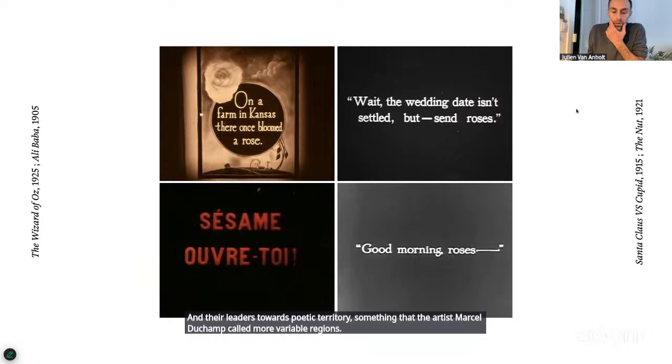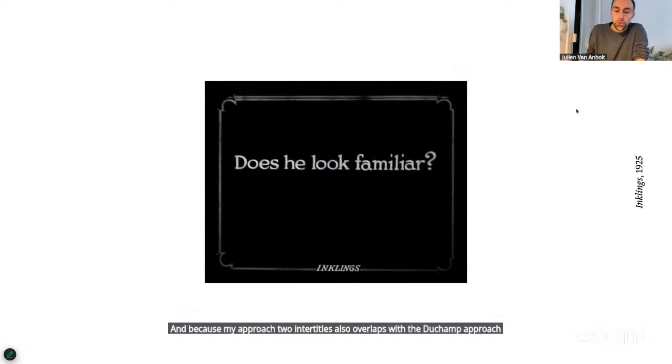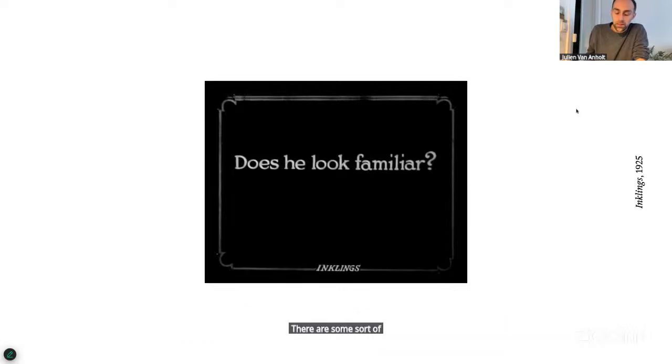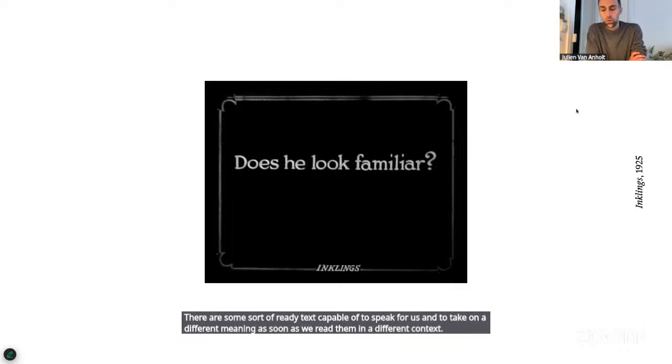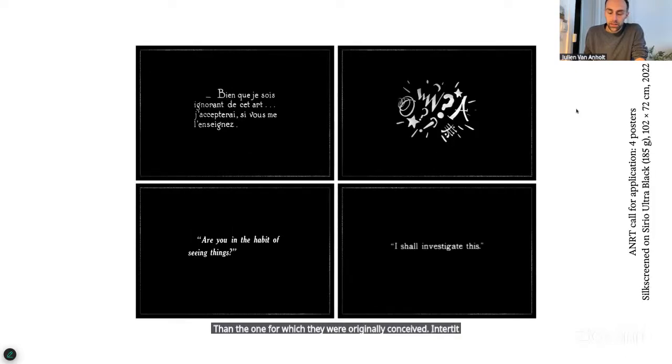I like to recall this expression of verbal regions because it obviously invokes language and poetry, and because my approach to intertitles also overlaps with a Duchamp approach. I've often thought of intertitles as ready-mades. They are some sort of ready-made text capable of speaking for us and taking on a different meaning as soon as we read them in a different context than the one for which they were originally conceived. Intertitles are autonomous and can be read as poetic fragments, and they also easily form a narrative when put together.